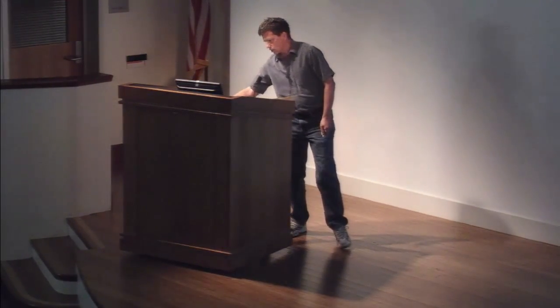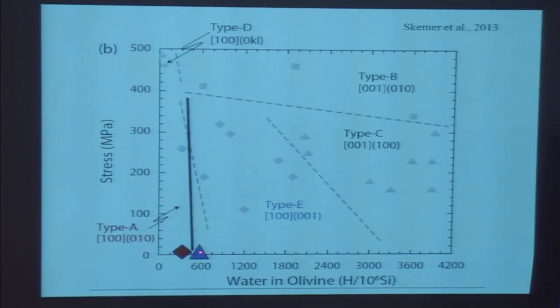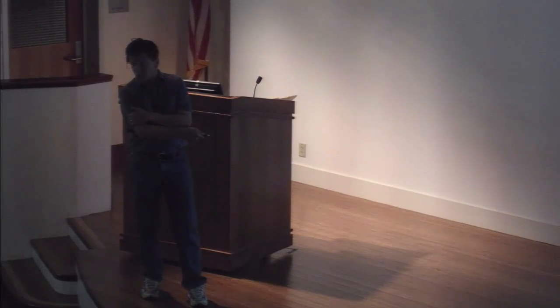And what was cool is that when Jessica measured the water contents of these samples, the ones with the E-type fabric plotted at this water content, and the ones with the A-type fabric plotted at this water content. So this very subtle variation in water content induced in the Earth the same transition as observed in the lab at the same differences in water content. These rocks are deforming, and the estimates that we get are in the range of 3 to 7 megapascals, so they're at base of the lithosphere type conditions, and we see this transition occurring.